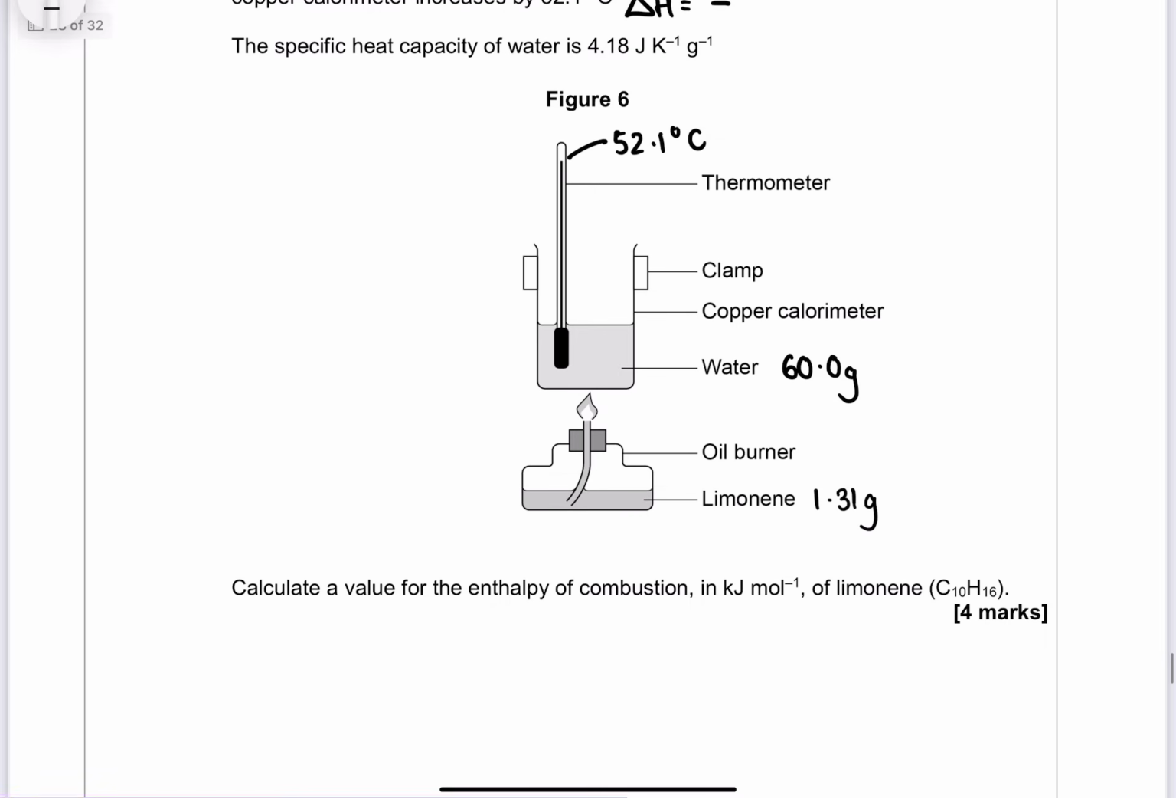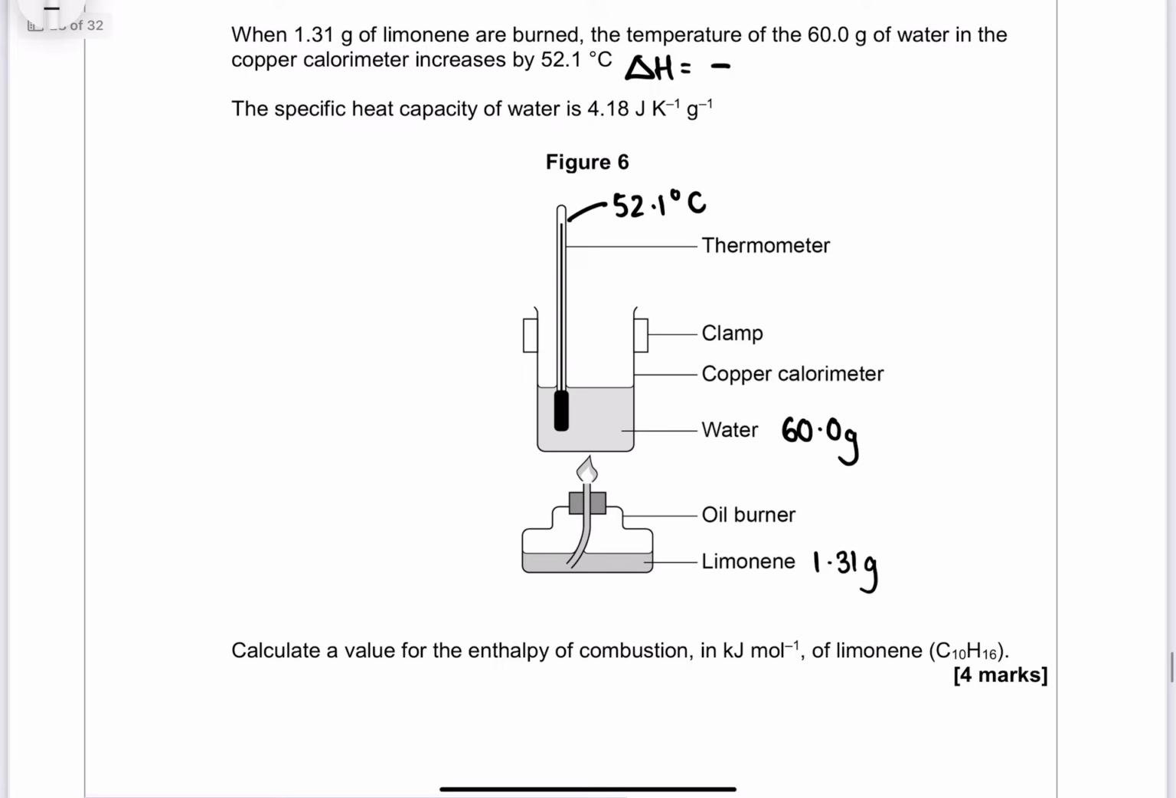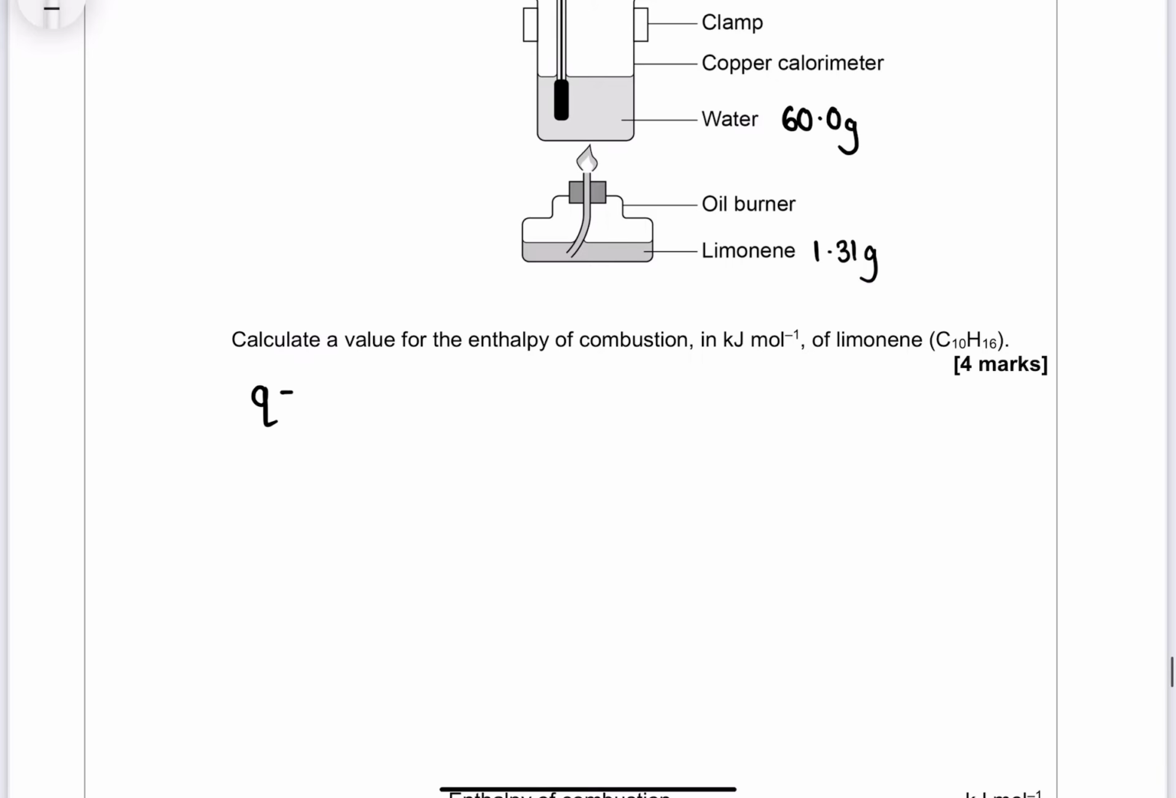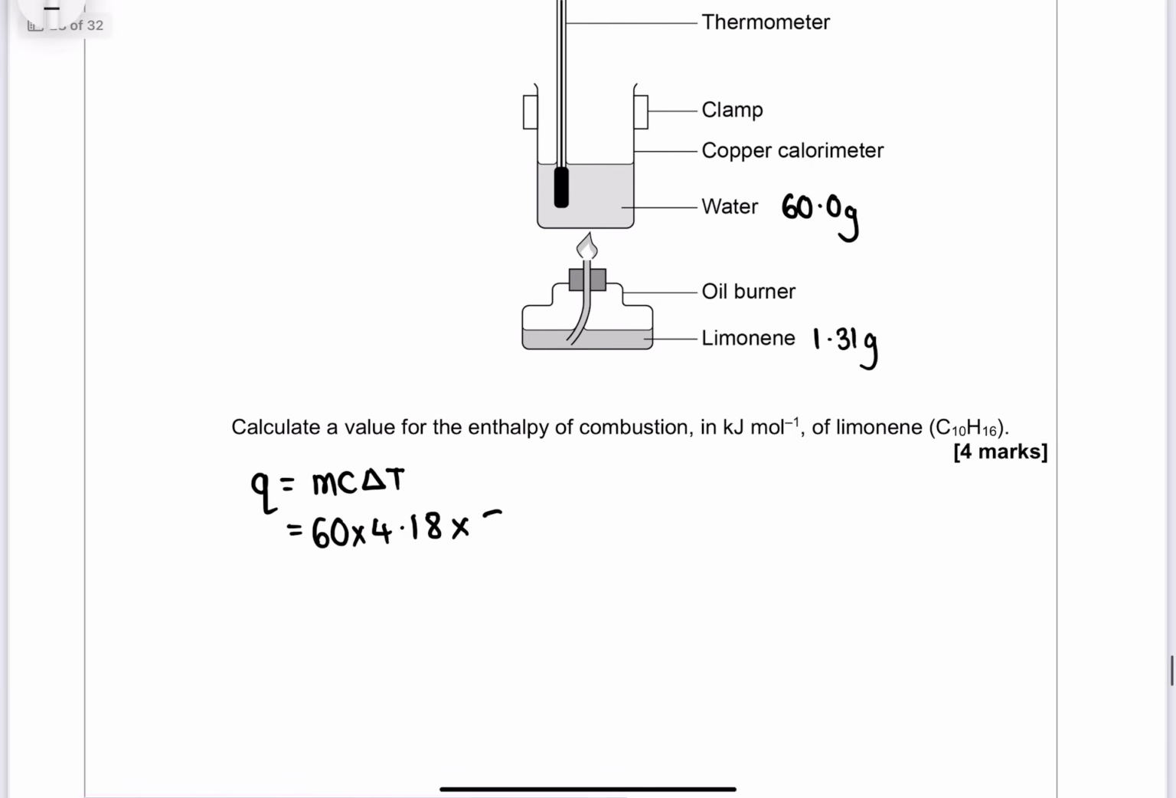Calculate a value for the enthalpy of combustion of limonene. So the first thing is how much heat was transferred to the water. So we had 60 grams of water with a specific heat capacity of 4.18 and its temperature rose 52.1 degrees C. So the first thing you want to do is on your calculator to work out how many joules of energy were transferred to the water.